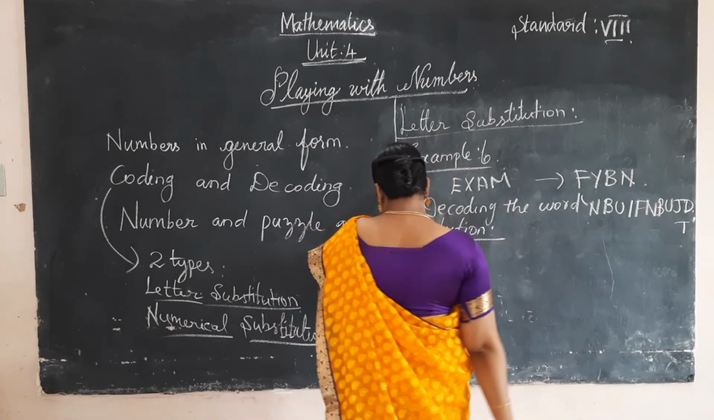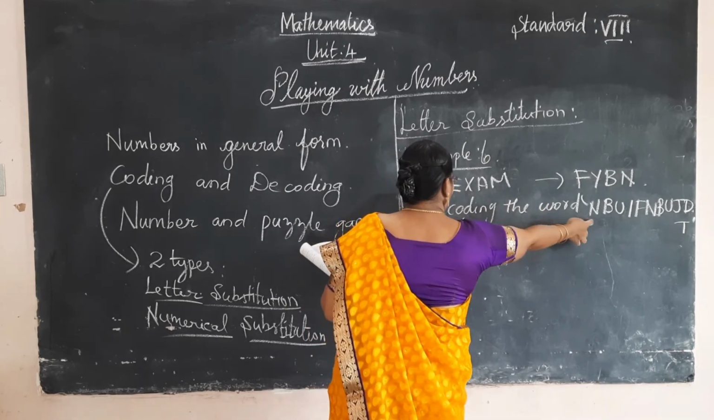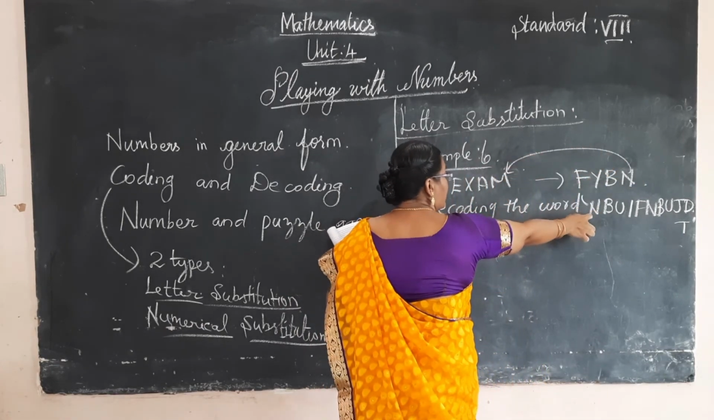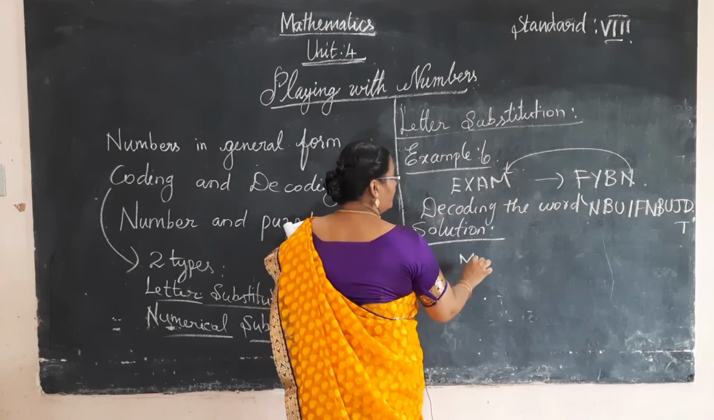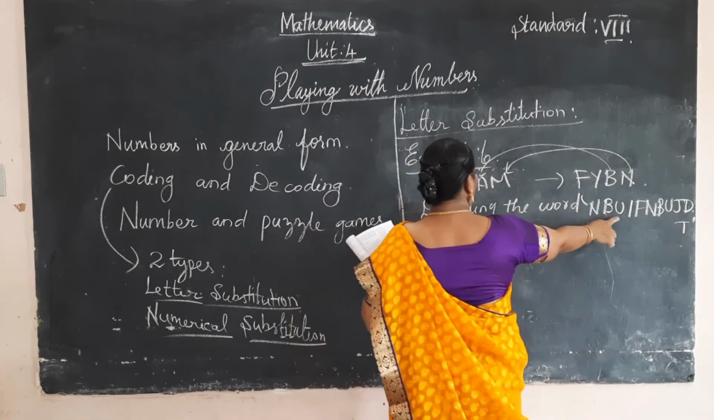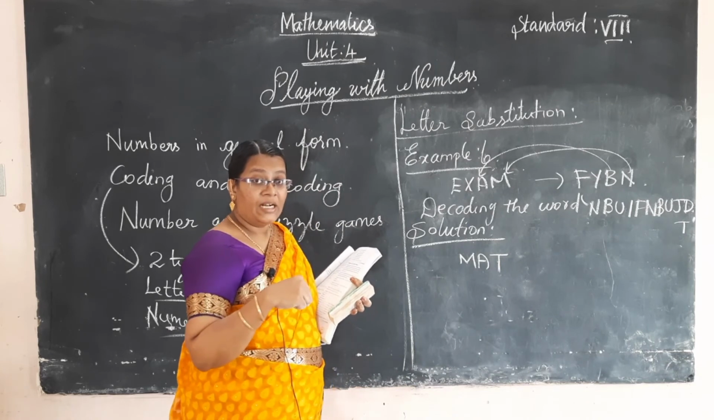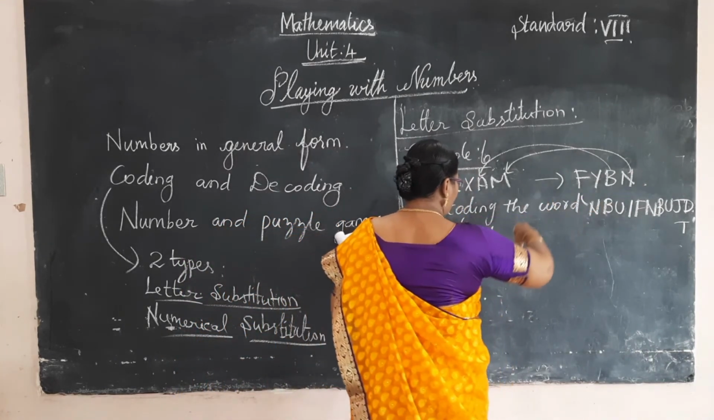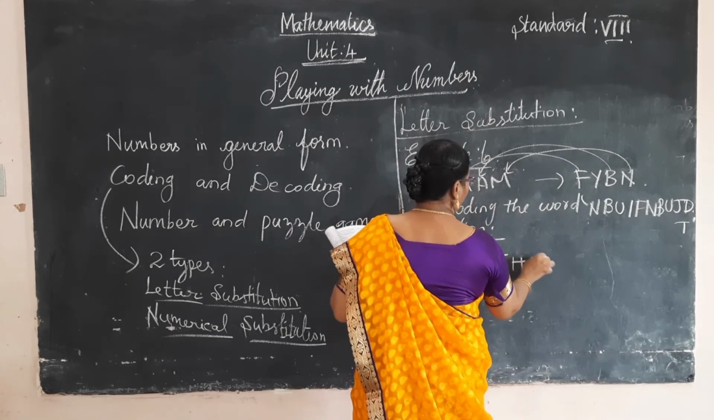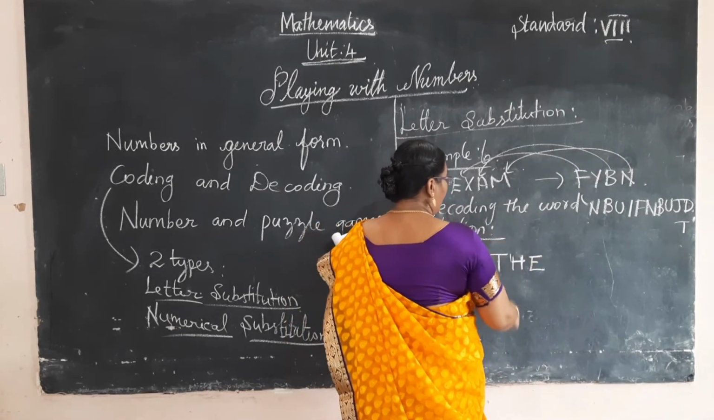So N. Here N is given, so the decoded letter is the one before it, M. Before B, A. And then U, the letter before U is T. And I, H. F, E. We have to find the decoded letter, so we take the letter before each. So H, E.